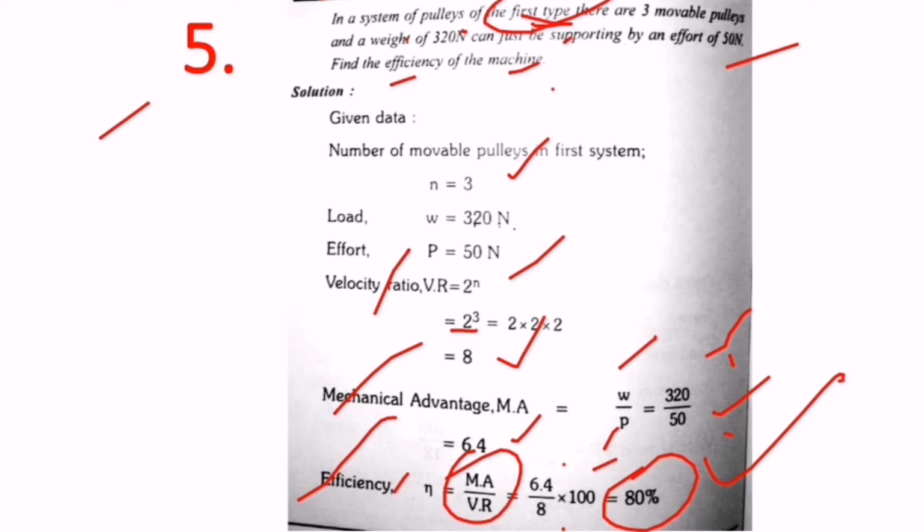So when it is the first system of pulleys, velocity ratio is 2 power n. If it is the second system of pulleys, it is n only. If it is the third system of pulleys, 2 to the power n minus 1, like this. So different velocity ratio formulae are there for different systems of pulleys. So this is the way of understanding the questions and solving them into solutions of simple machines.